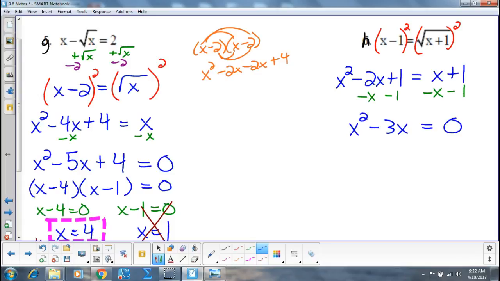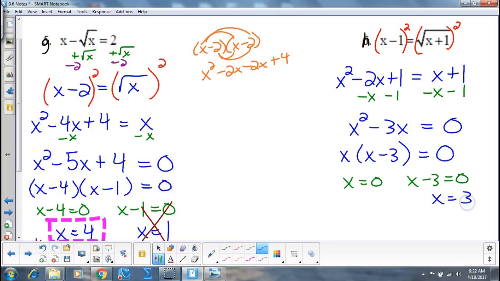Now what? What can factor? X. So I can factor out an x. That leaves me with x minus 3. So I set those factors equal to 0. So I've got to check 0 and I've got to check 3. Right? Okay. If I plug 0 in, I get 0 minus 1, which is negative 1 on the left side.